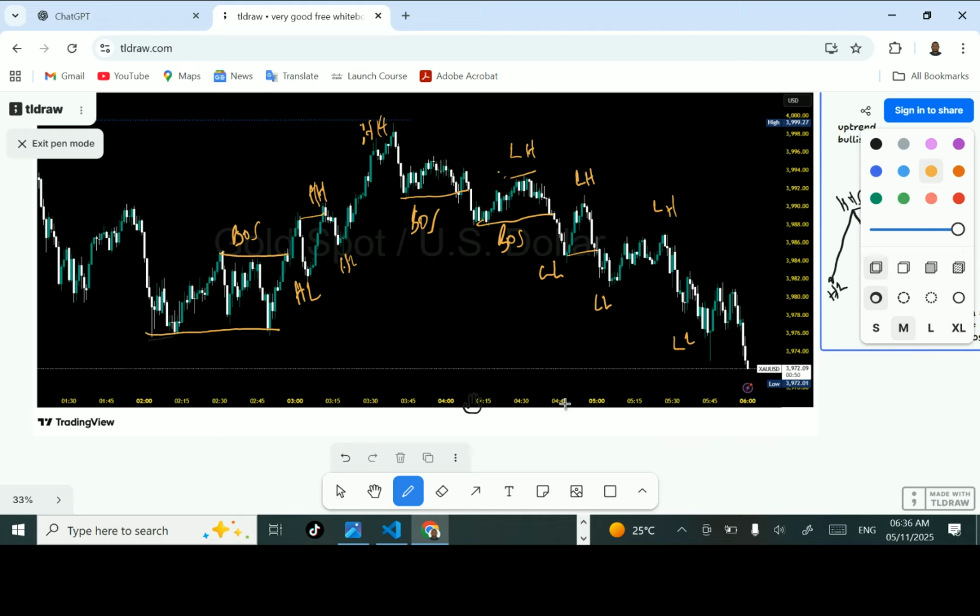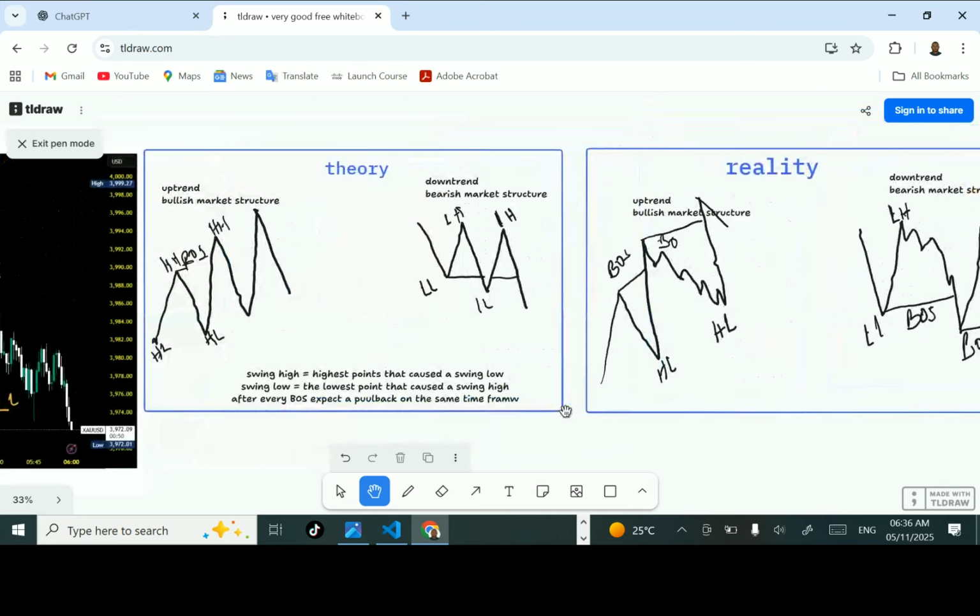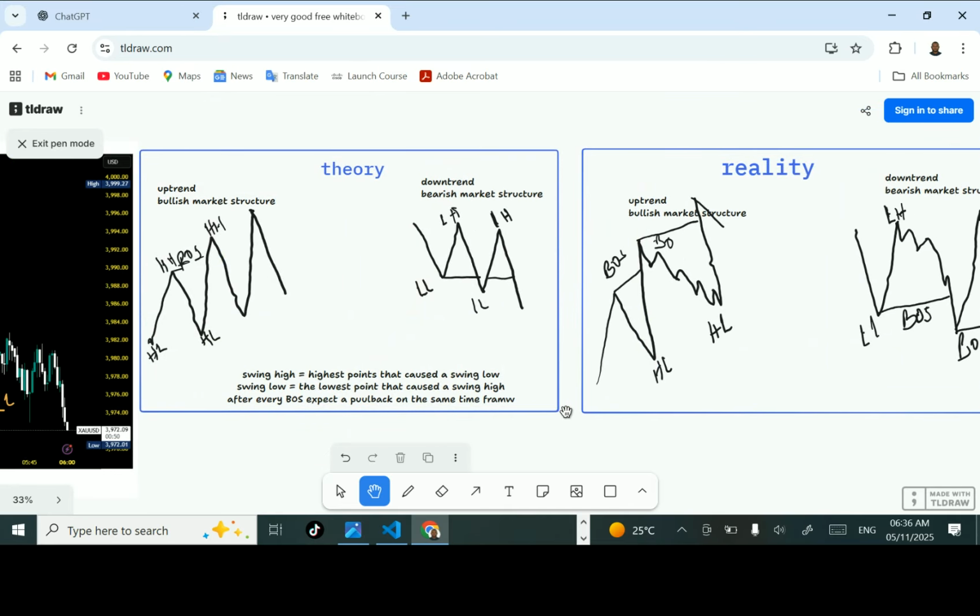But now your role is to understand what is a valid break of structure, what is a valid higher high, what is a valid low. There's something here I wrote down: the swing high is the highest point that was in a swing low, and the swing low is the lowest point that was the swing high. After every break, expect a pullback on the same time frame. Consider this word, same time frame.